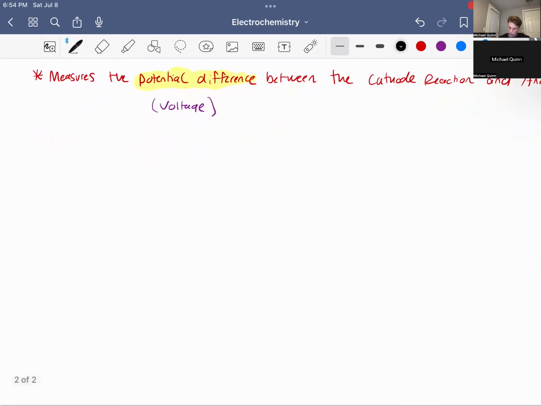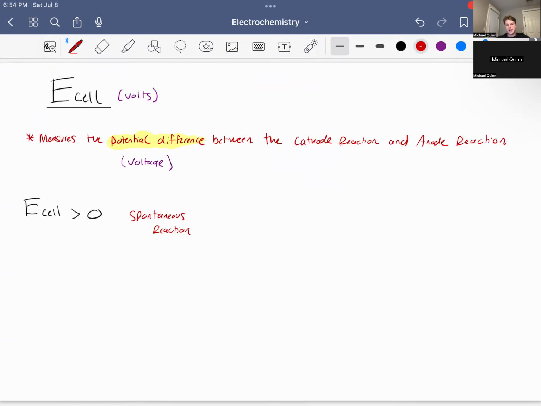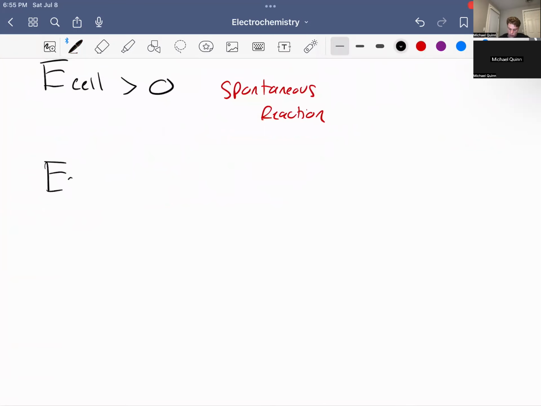So if we have an Ecell value that is greater than 0, we know that this is going to be a spontaneous reaction. Now, why is this the case? If Ecell is greater than 0, that means that we have a greater than 0 potential difference, otherwise known as a positive voltage, where we want to move the reaction from a high potential to a low potential. Now, when we say a low potential, we essentially want to get this reaction to equilibrium.